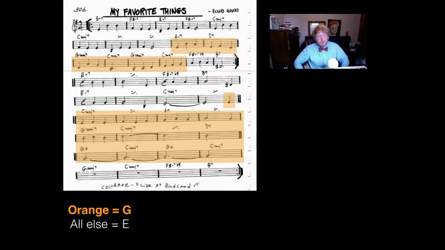I also wanted to do My Favorite Things, a Richard Rodgers tune. This is a chart transcription of Coltrane doing it. So we start in E minor, and then it aims towards the relative major.